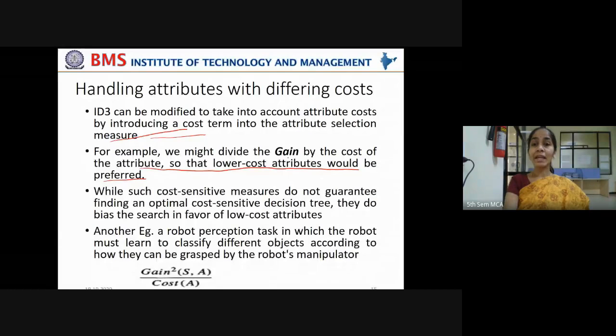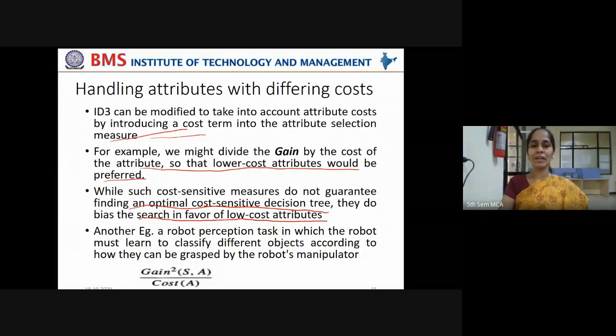We might divide the gain, information gain, by the cost of the attribute. Low cost attributes means information gain will be high. High cost attributes means the denominator increases, means information gain will be low. So that will give us information about the low cost attributes and the high cost attributes information gain. Right? Now, while such cost-sensitive measures do not guarantee finding an optimal cost-sensitive decision tree, they do bias the search in favor of low-cost attributes.